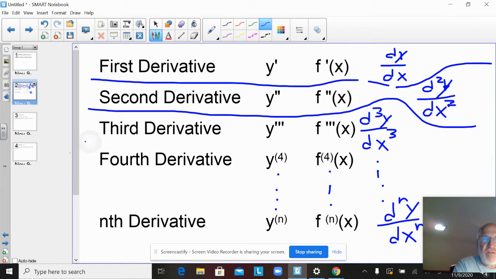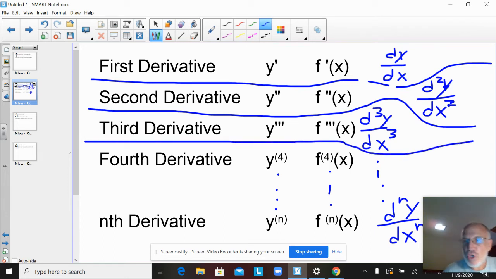And then the third derivative is either y triple prime or f triple prime of x or d cubed y over dx cubed. After that, use just a numeral 4 or 5 or 6, not a bunch of prime or little tally marks. You won't do much past the third derivative, rarely past the second derivative.